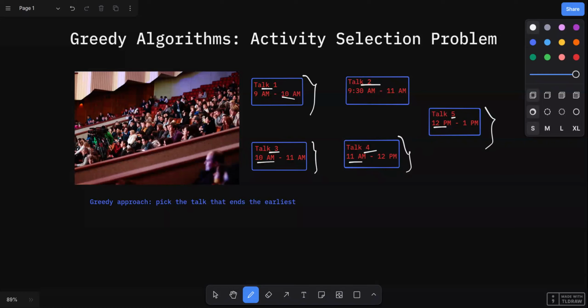Why this works is that by selecting talks that finish the earliest, we maximize the time left in the day for any additional talks. In this way, we ensure that we attend the most number of non-overlapping talks possible. Again, the greedy approach here is to pick the talk that ends the earliest, which then allows us to start looking at the other talks. That is how the activity selection problem works in a greedy algorithm.